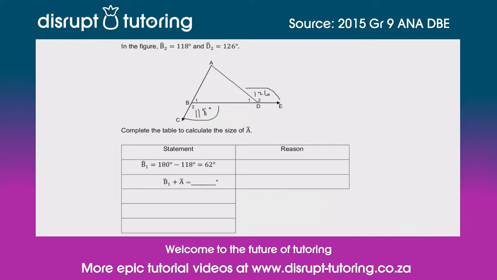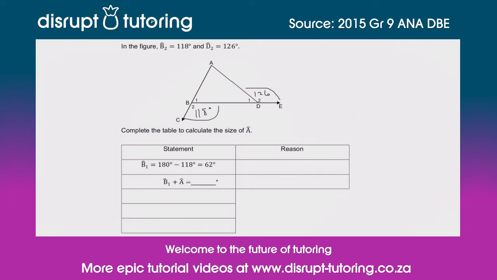Now they say to us, complete the table to calculate the size of A. So our end goal is to calculate the size of this angle over there. Now what they've done is they've already written in some stuff for us, and we need to complete the reasons, and then we need to solve for angle A by itself. Right, guys, so let's have a look at this one.